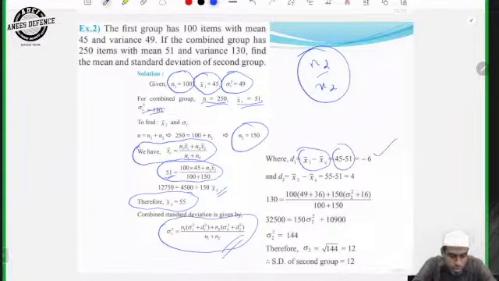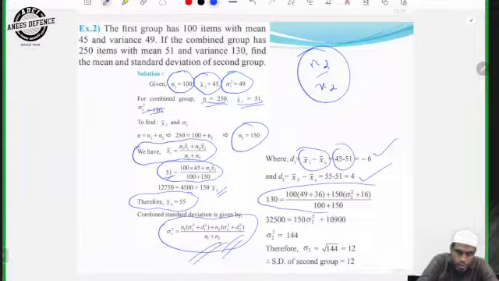D2 equal x2 bar minus xc. That is 55 minus 51. So that is D2 is equal to 4. So just to substitute in this equation, you'll be getting an equation with the sigma 2 square. Just to rearrange, you will be getting sigma 2 square is equal to 144, sigma is equal to 12. You cannot take negative. You can take only positive value. Therefore, sigma 2 will become 12.